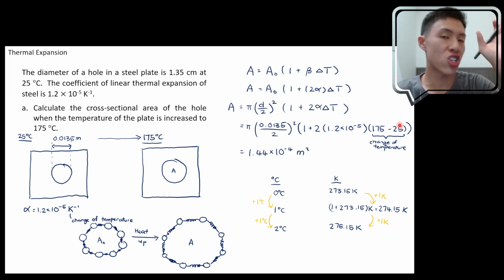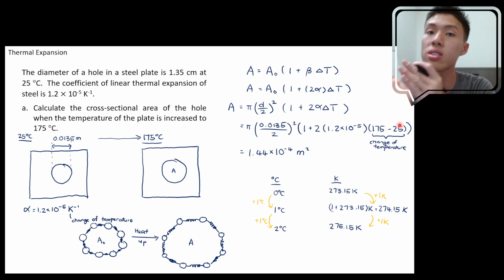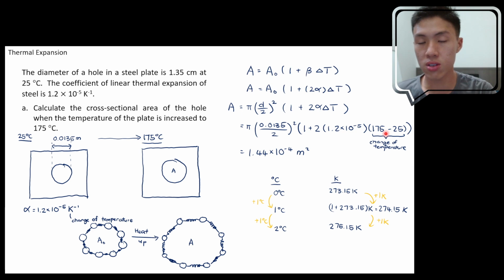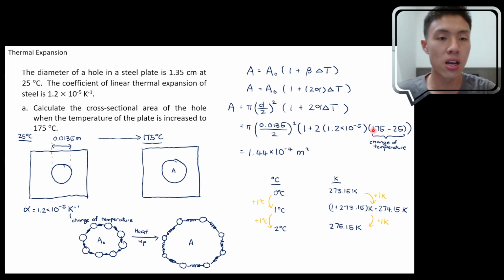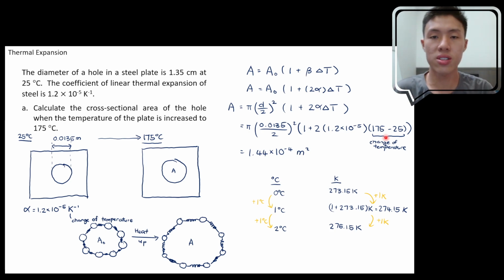But for change of temperature and change of temperature, the two units can be interchangeable between degrees Celsius and Kelvin. So between alpha and delta T, you can mix up per degree Celsius or per Kelvin for alpha, and Kelvin or degree Celsius for delta T. You can mix them up. Okay, so that's area expansion for you all. Thank you very much.